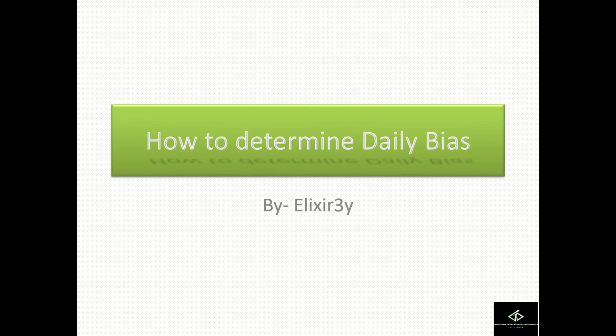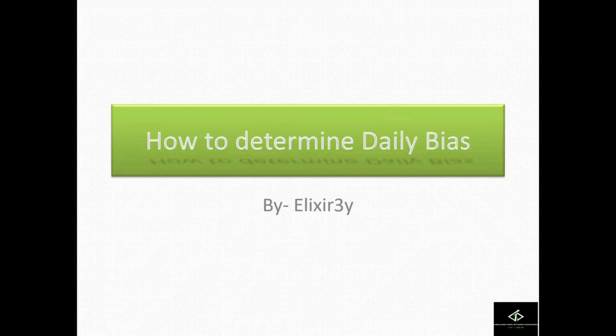So before entering our trade or before applying our strategy, our first objective is to determine our bias. So let's first decide what a bias is. When we say bias, in simple terms, bias means direction. So what is our direction for the trade?